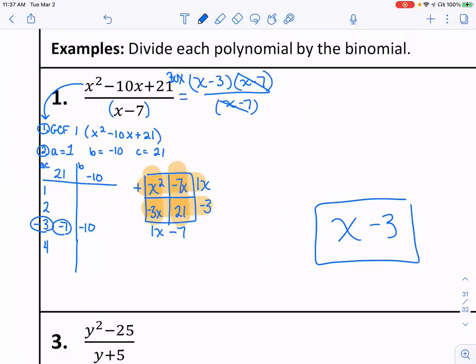Remember on the quiz and things, we'll have a little box for you to put your final answer. So just put your final answer of x minus 3 in the box.